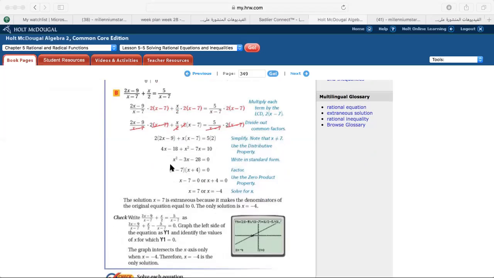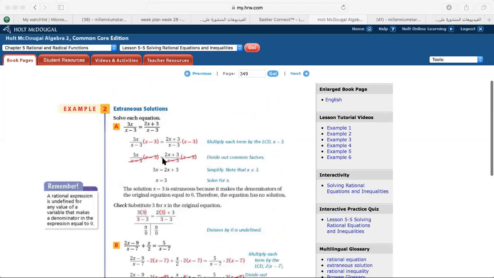When I substitute 7, the denominator is 0. And I never find in math that the denominator is 0. So 7 is extraneous because I got an undefined answer. Let me check if x is equal to negative 4. When I substitute x here by negative 4, I got an answer. So the only solution here that I will use is x equals negative 4. Okay, girls? Let's watch here another one.